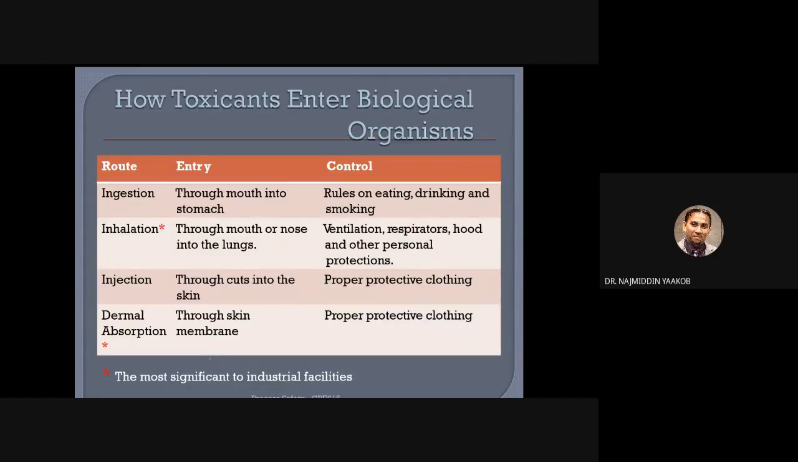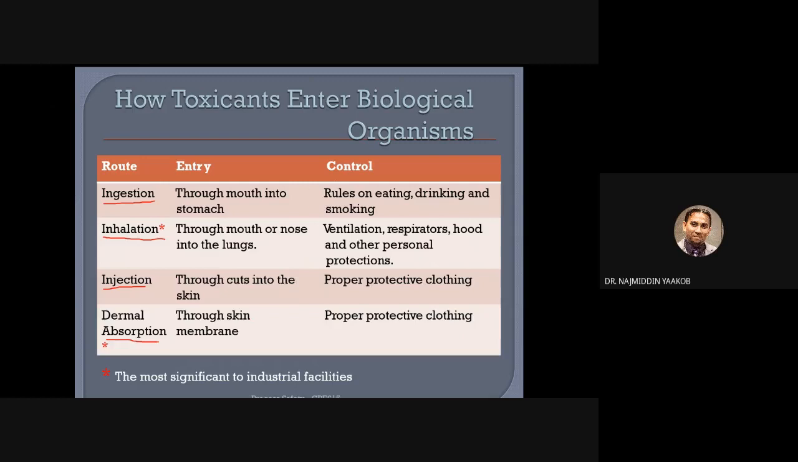There are four main routes by which a toxicant enters your biological organism. The first is ingestion, through your mouth and stomach, for example eating, drinking, and smoking. The second is inhalation, through your mouth or nose into the lung, ventilation, respiration. The third is injection, through cuts in the skin. And the last is dermal absorption, through the skin membrane.